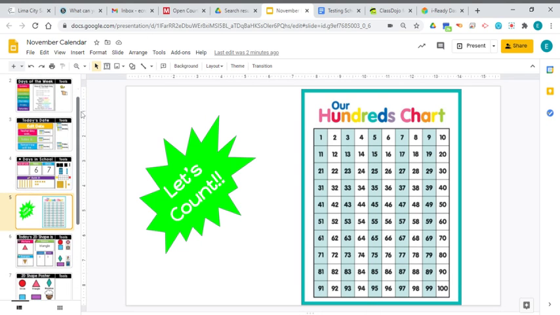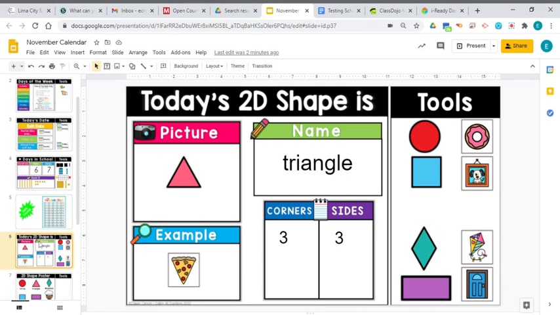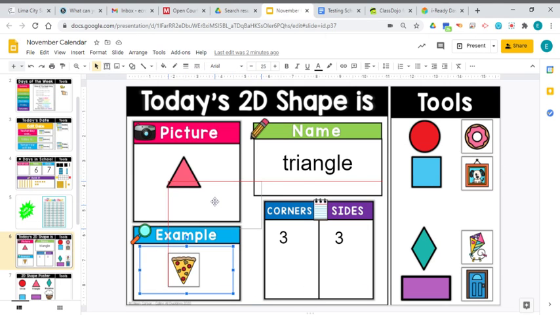Let's take a look at our shape. And we had talked about a triangle. And I'm going to move. Whoop, I don't want to move the whole box. I just want to move the picture.